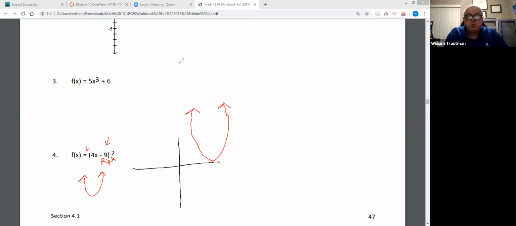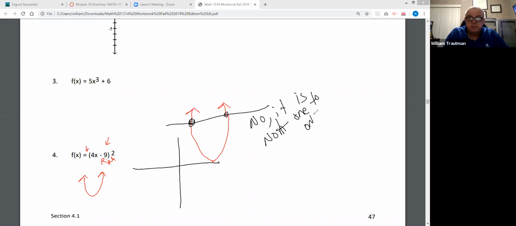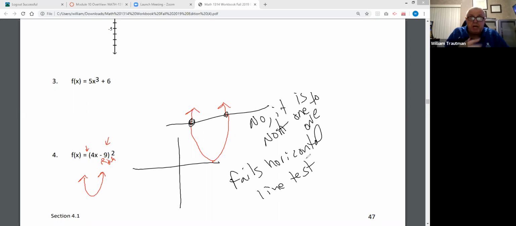Does this pass the horizontal line test? No. It is not 1 to 1. It fails the horizontal line test. In other words, it crosses the graph in more than one spot. So it fails the horizontal line test.